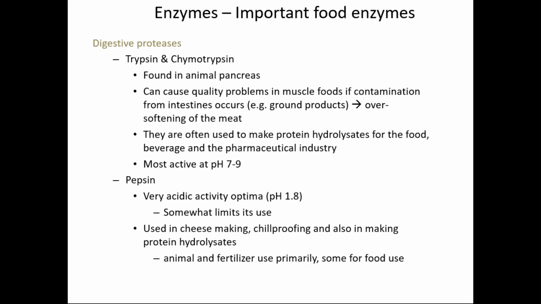So other important enzymes which are also digestive enzymes are trypsin and chymotrypsin, which are found in the animal pancreas. They are also used to tenderize the muscle foods, and they are used to make protein hydrolysates for the food and beverage industry, and they are active between pH 7.7 to 9. Pepsin, in addition to being used as a tenderizer, is used in cheese making, in chill proofing of beer, and also in making protein hydrolysates.